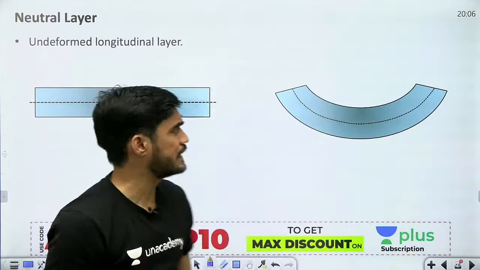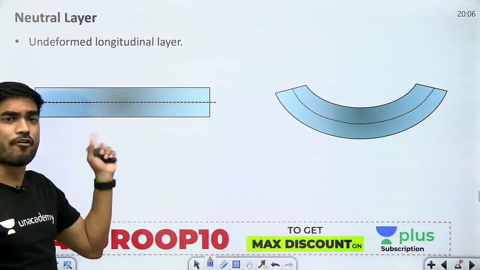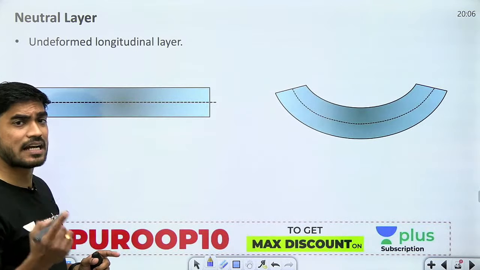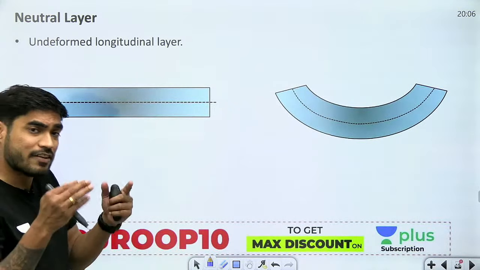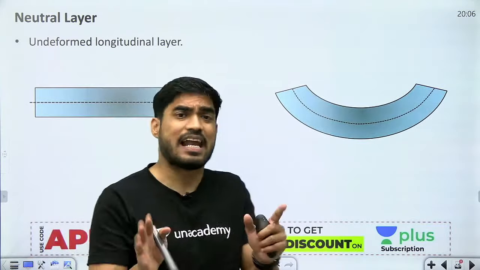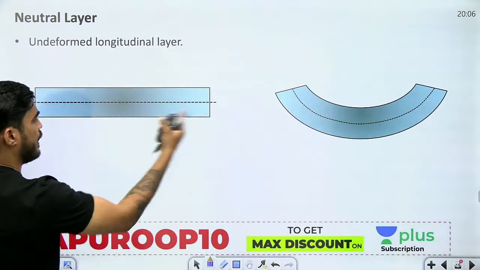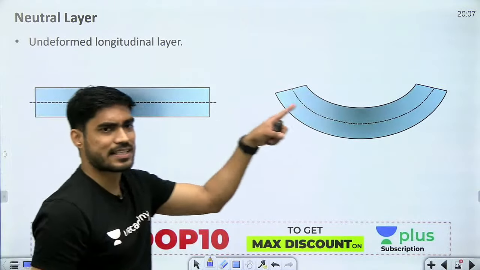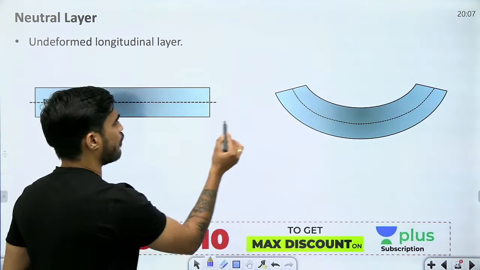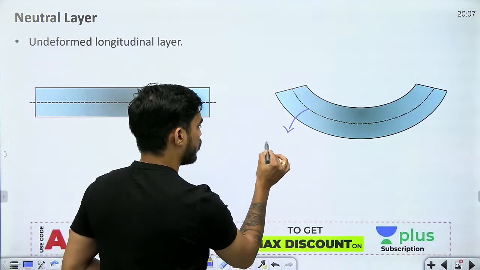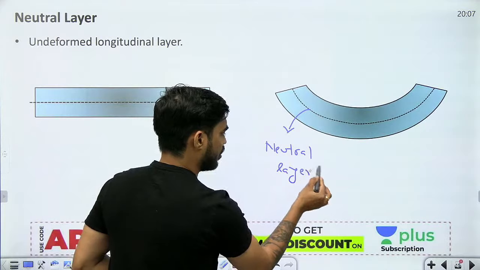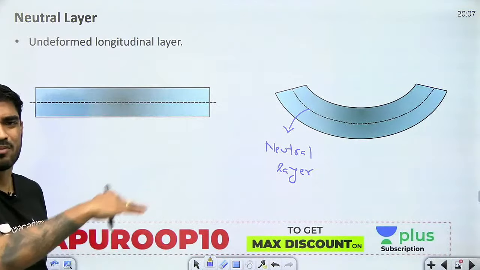Now when the beam bends, then every layer deforms, but there is one layer which does not deform, which remains the same in length. That means when the beam bends, the length of every layer will change, but there will be one layer whose length will not change. That undeformed layer is the neutral layer. Usually it will be at the center.